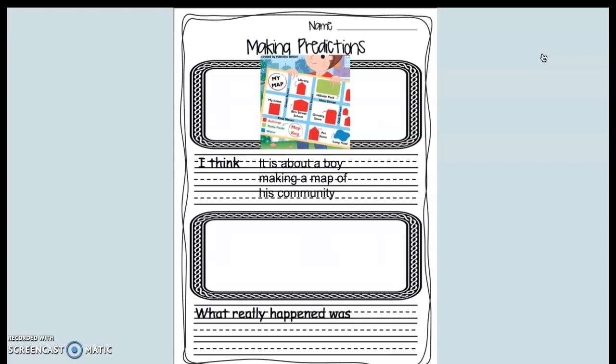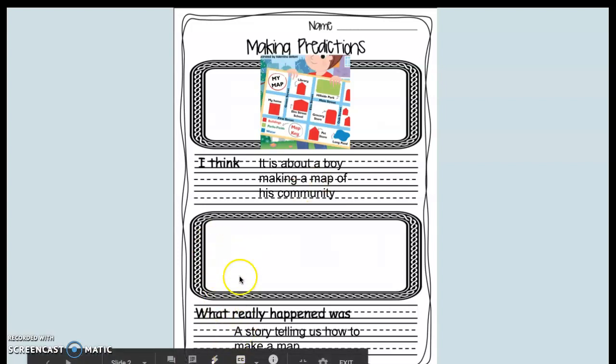Good. And I do think that my prediction was true, but not only was the boy making a map about the community, he was telling us how to make a map. So I went back and corrected my prediction, because after reading, I learned that he was teaching me how to make a map. So I put that what really happened was it was a story teaching us how to make a map. And I didn't put an illustration yet.